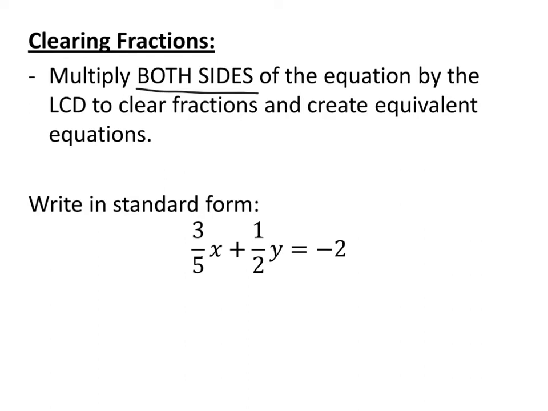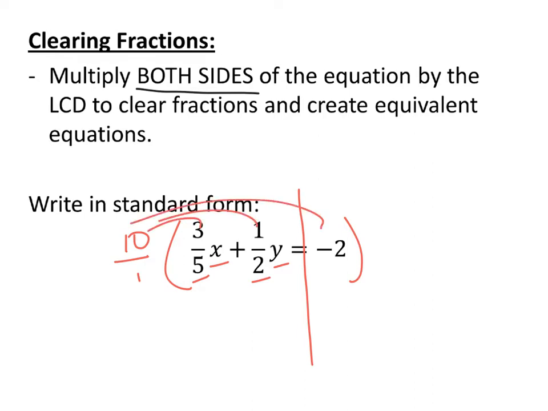So if we wanted to write this equation in standard form, my x and my y are on the same side of the equation, which is great, but I've got these fractions. So when I think about these denominators of 5 and 2, 10 is the lowest common multiple of 5 and 2. So I'm going to multiply this entire equation by 10, the same as multiplying by 10 over 1. That means I need to multiply every single thing by that 10.